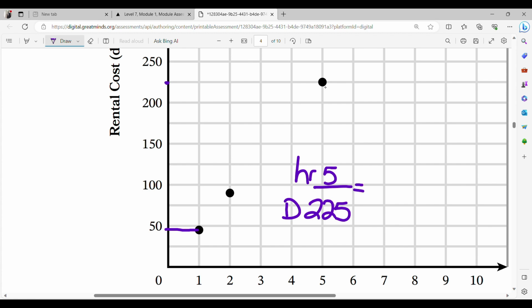Alright, so for 5 hours at $225, how much is 1 hour? So we're going to do 225. How do I get from 5 to 1? Divided by 5 equals 1. 225, what you do to the top, you do to the bottom. 225 divided by 5. Let's get our trusty calculator. 225 divided by 5 equals 45.